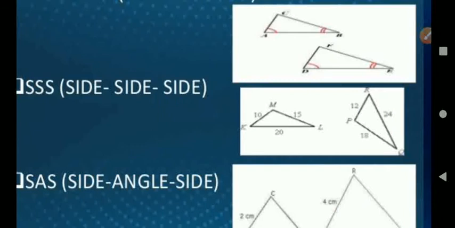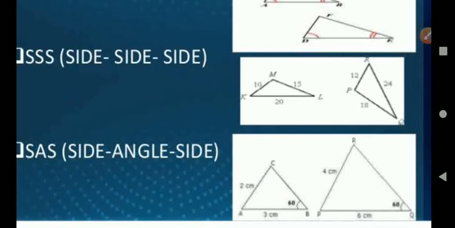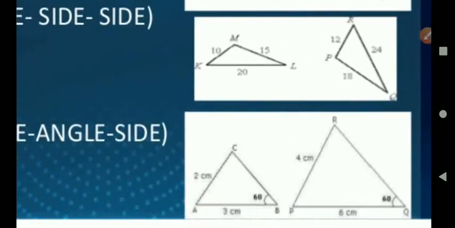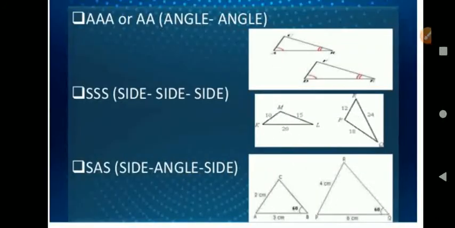Now the next criteria is SAS criteria. If ratios of two sides are equal and one angle is equal, then you can say that the criteria is SAS criteria.